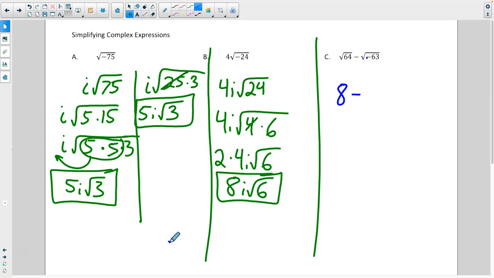So what do I do? I write it as i square roots of 63. Two numbers. What multiplies to 63? Why don't you look it up? I know what they are. 3 and 21. 3 and 21. That does work. We're going to use it.